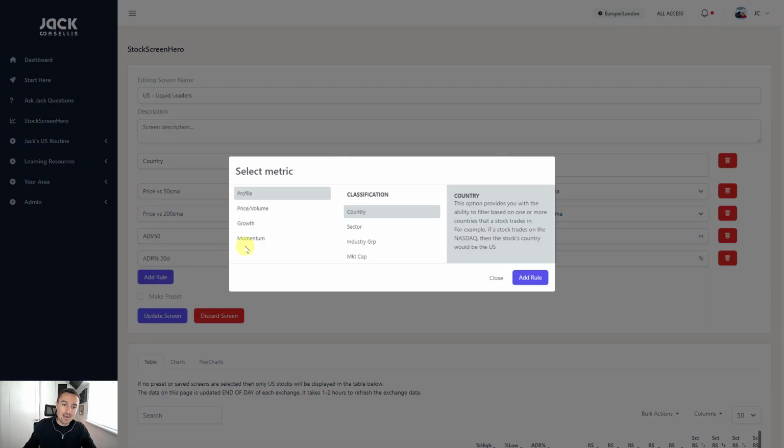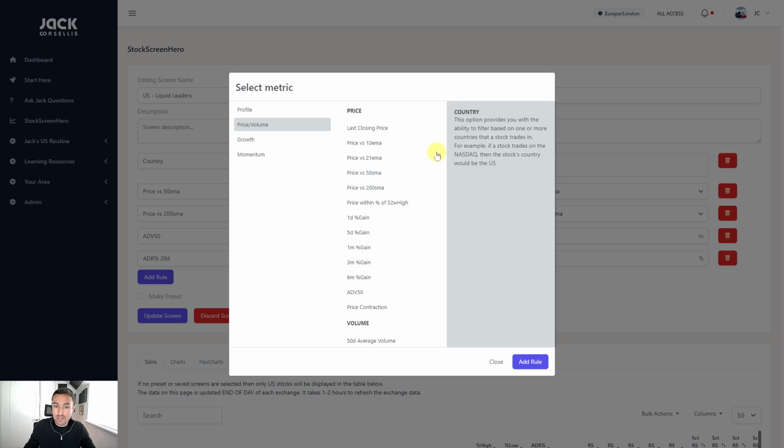So I could go in here, if I wanted to add something in terms of the price, I could say that actually I want the stock to be above the 21-day EMA as well. I want the stock to be above the 10-day EMA as well. Again, that's going to reduce the amount of results coming through. I could say I want it within X percentage of the 52-week high. I could add a filter here as well. I want the 3-month percentage gain to be above 30%, 50%, or something like that.